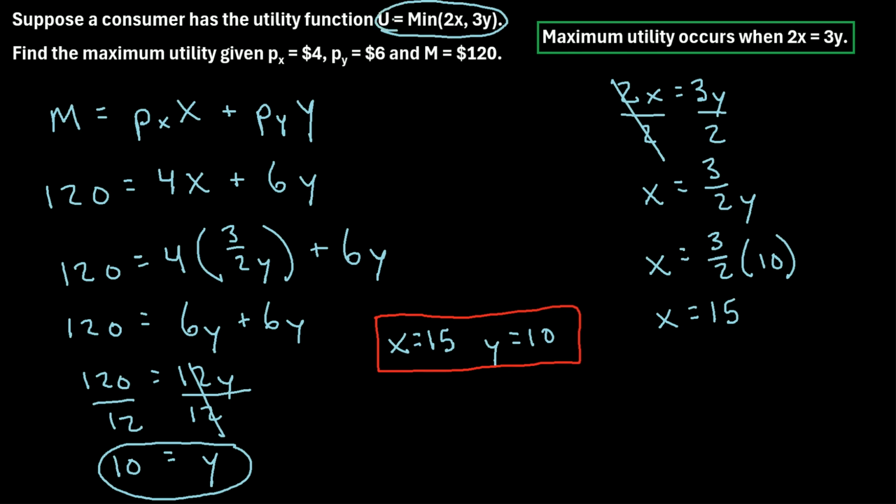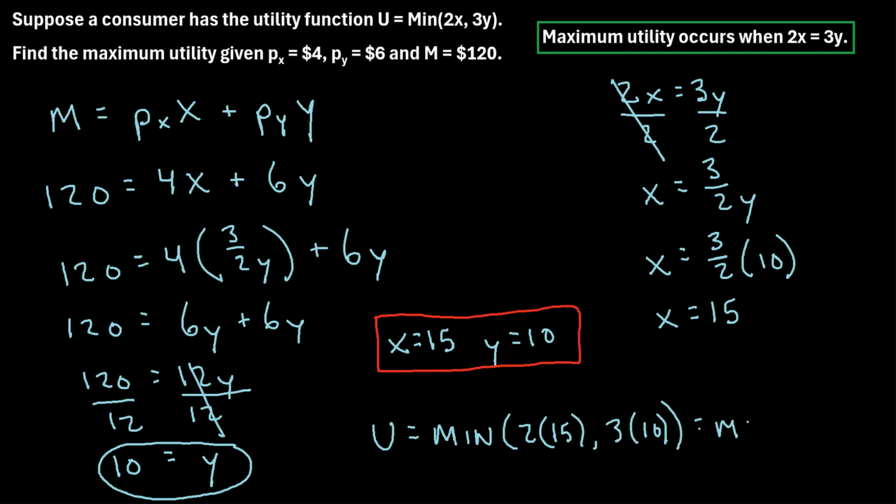Now to figure out what the value of the utility function is, all we have to do is plug in a 15 for x and a 10 for y. So when we do that, we see that u is equal to the minimum of 2 times, for x we're plugging in a 15, and for y we're plugging in a 10. So that's the minimum of 2 times 15 is 30, and 3 times 10 is also 30. So we get the minimum of 30 and 30, which is just 30. So the value for our utility would be 30. So that is how you can maximize utility given two goods that are considered perfect complements.